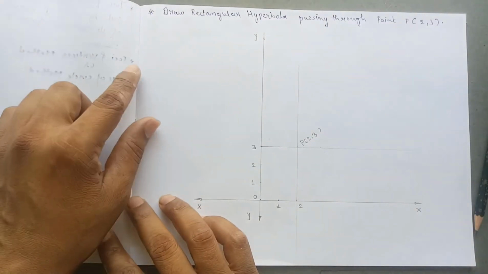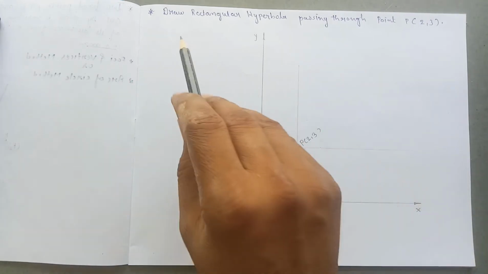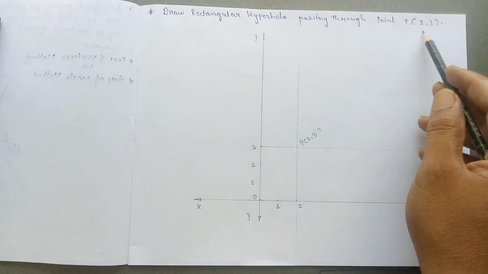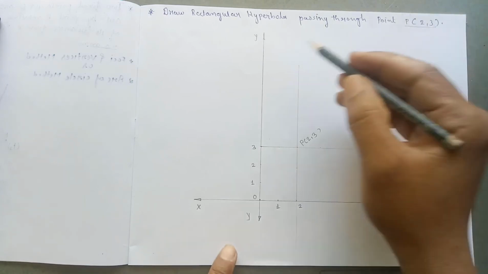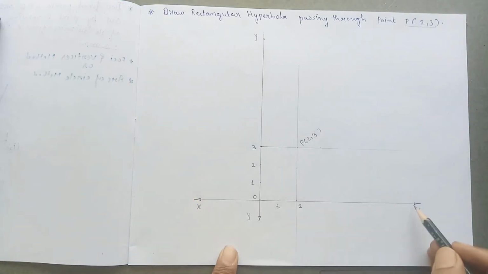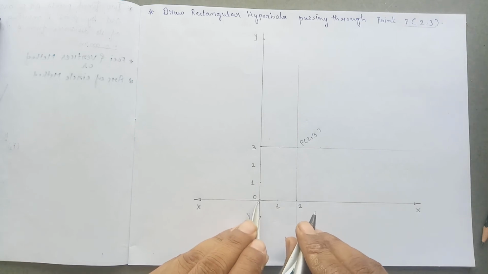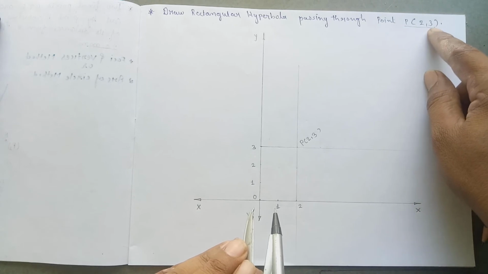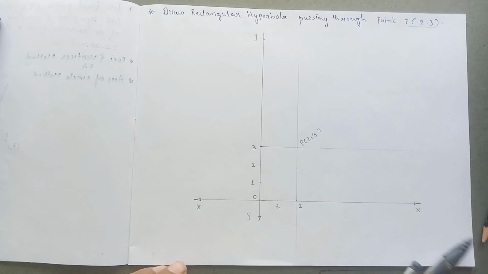Now next method. In the next method it is given that draw a rectangular hyperbola passing through point P(2, 3). We can mark this point on the coordinate system, x-axis, y-axis. On the x-axis we have to mark 2 units of equal length, so 1, 2, and on the y-axis we have to mark 3 units, so 1, 2 and 3.